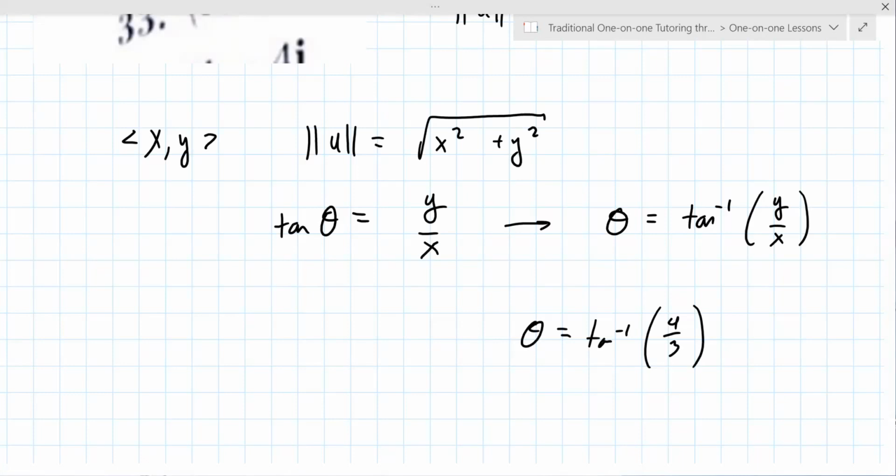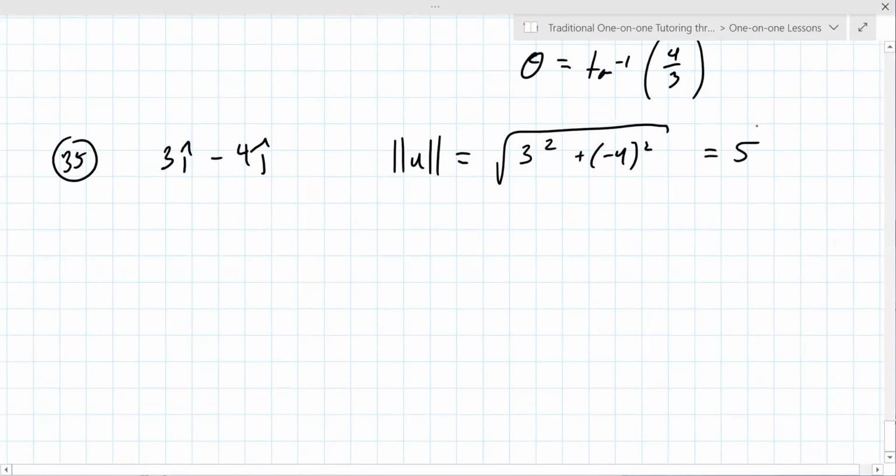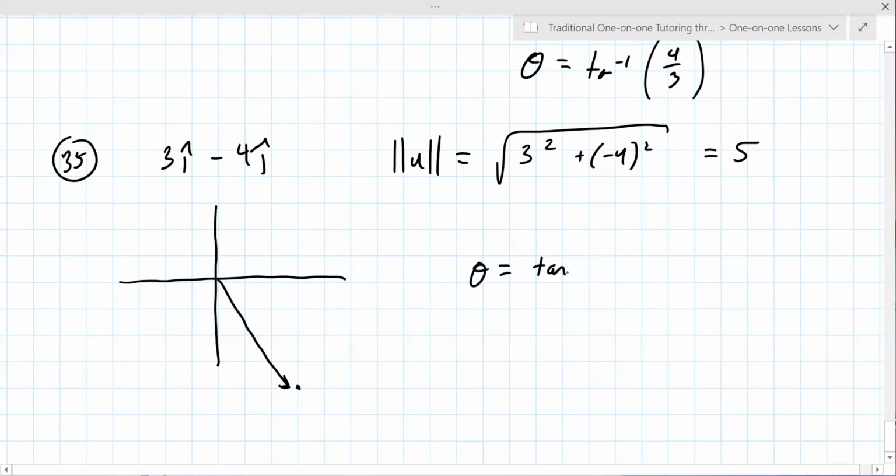35 is next. Okay, so similarly, this one has a little wrinkle to it. Is it really 3 and 4? Okay, so the magnitude of this vector is again 3 squared plus minus 4 squared, square rooted, which is 5. The direction though, you really are supposed to graph them. So it's 3, minus 4, it's down here. So when you do the theta, which is the arctangent of minus 4 over 3, I'm not sure what you're going to actually get.